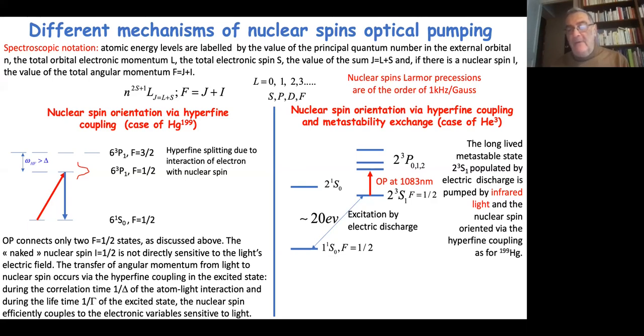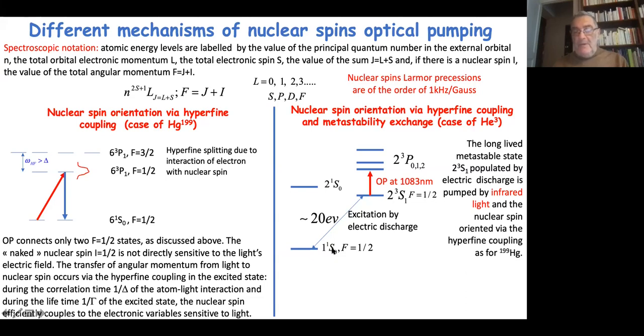But I look here at the F equal 1/2 state, which has the same symmetry as in the case of mercury. And so by using a circularly polarized light, which excites 2s to 2p, and this light is around 1 micron of wavelength, you orient the electronic orbital in the 2 triplet S1 state. And by exchange between the orbital and the nuclear spin, you orient this F equal 1/2 state exactly like in the case of mercury.